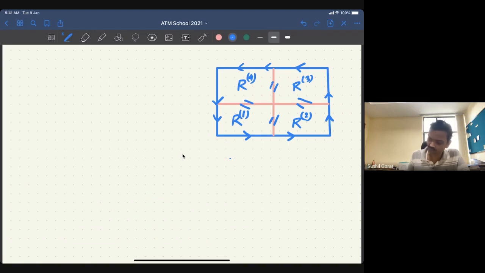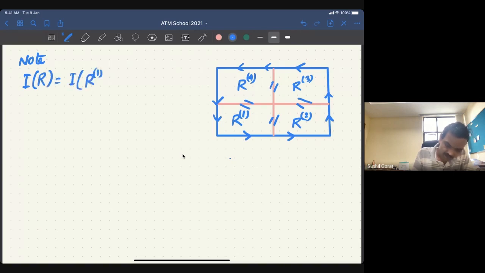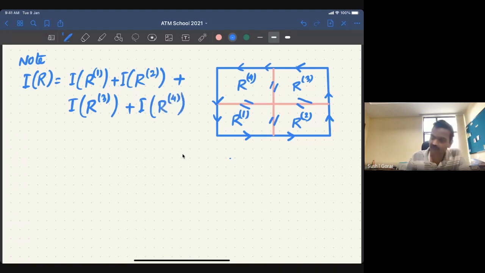So the first step is to divide this one and note the following. I_R is I_R1 plus I_R2 plus I_R3 plus I_R4. All right. So this is equation, let's say, equation 1.